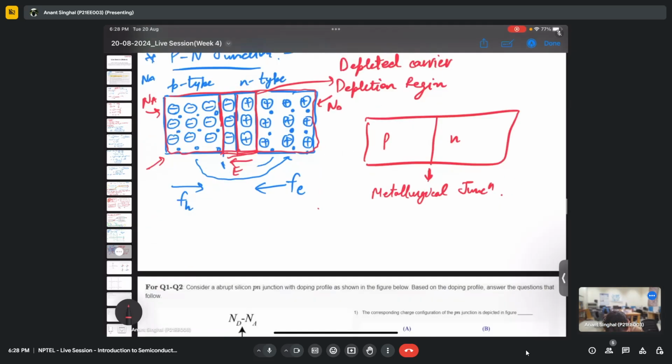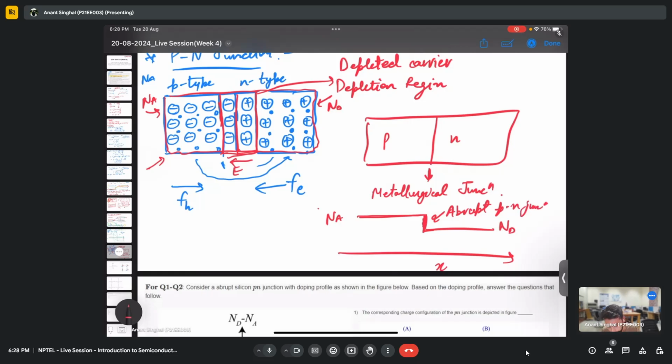So let's say I've taken some Na concentration here and some Nd concentration here. Again, this is position. So we have an abrupt change in the concentration for P and N type. That is why we also call it an abrupt PN junction. What I mean is, there is an abrupt change in doping for the P and N side. So this is P with some particular Na value, and this is N with some Nd value.